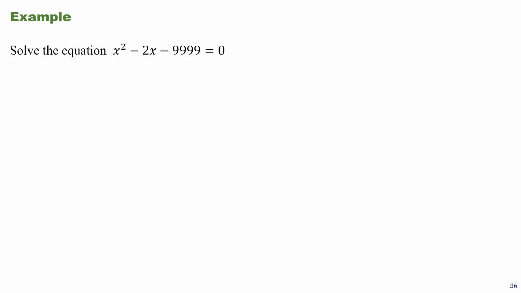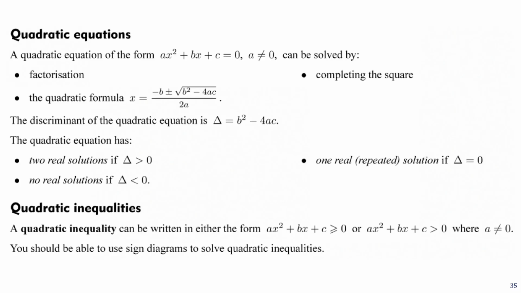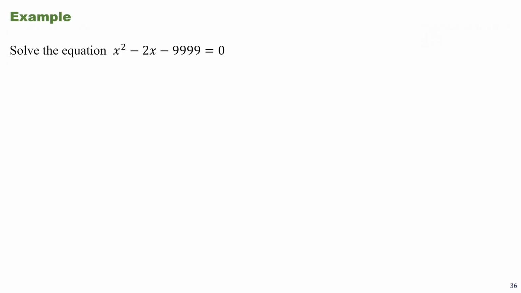Okay, let's have a look at some examples to illustrate quadratic equations and quadratic inequalities. First, let's try to solve the equation here. x squared minus 2x minus 9999 equals 0. Can you find the roots of this equation? Any ideas?